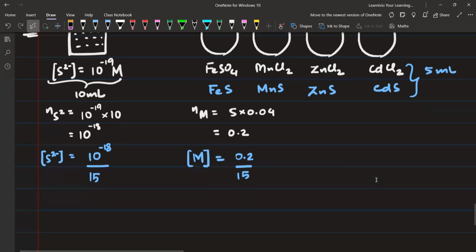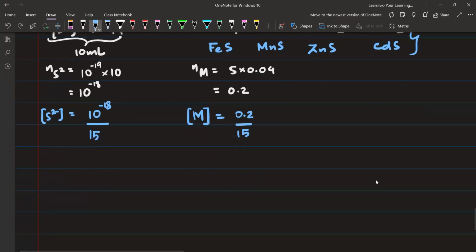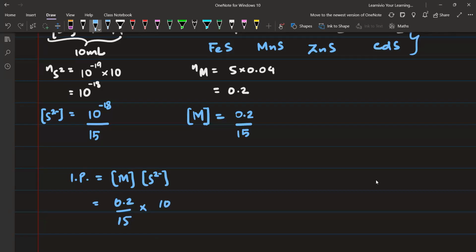That means for all the metal sulfides, I can say the ionic product will be equal to the concentration of metal into the concentration of sulfide. In all cases the ionic product will be the same because we have taken the same amount of sulfide and the same amount of metal. So what is the concentration of metal? 0.2 upon 15, into 10 to the power minus 18 upon 15. This will basically be equal to 2 into 10 to the power minus 19.